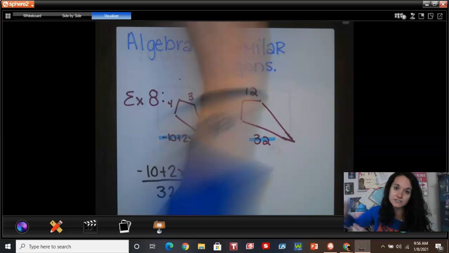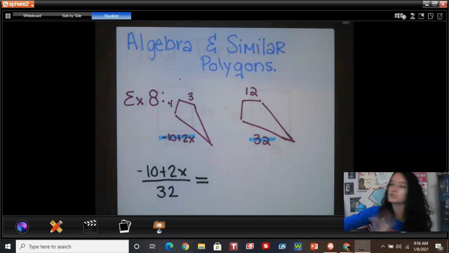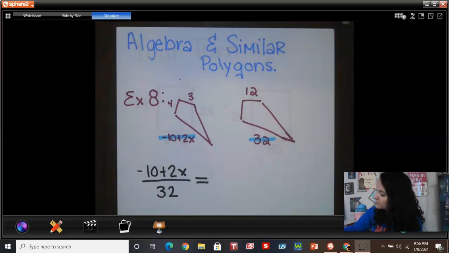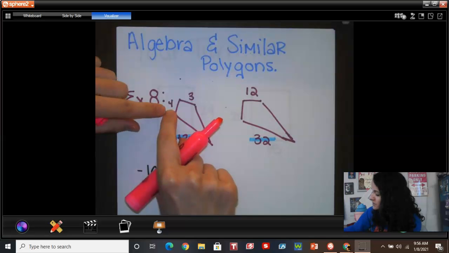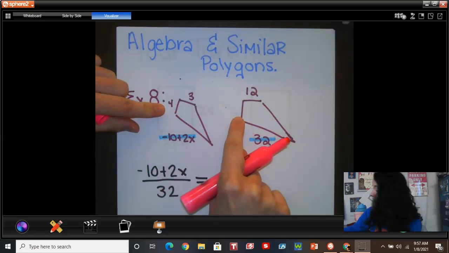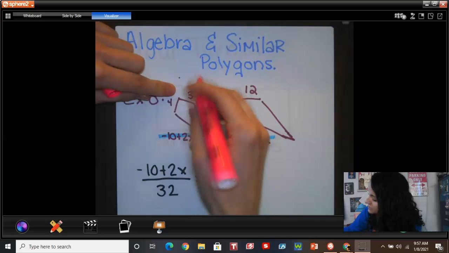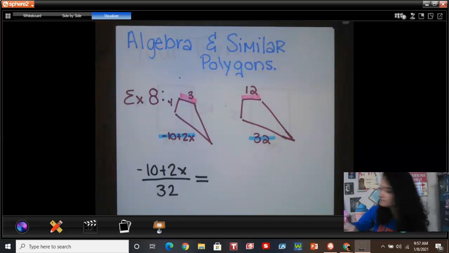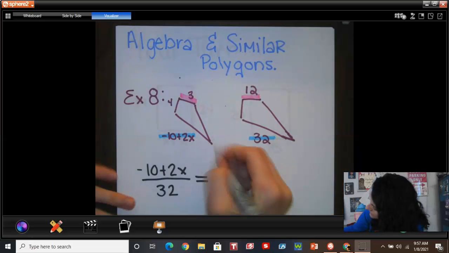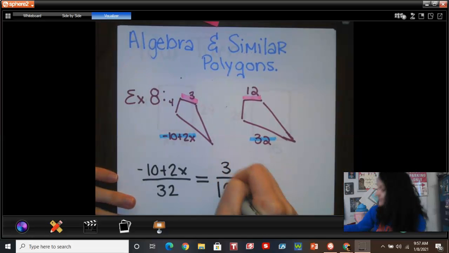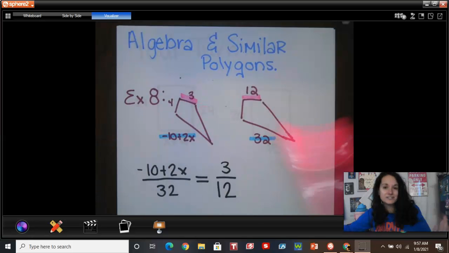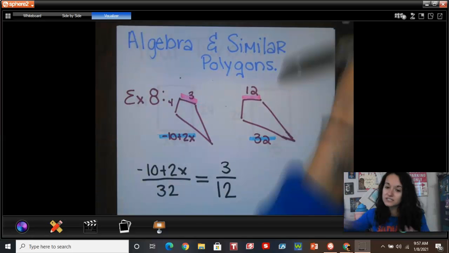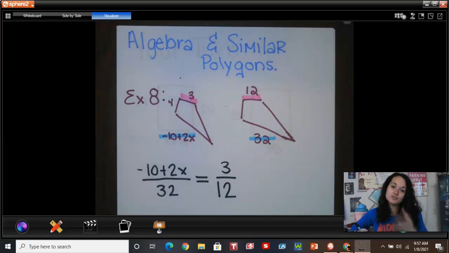All right, next I need to find my next set of matching parts. So here's 4. Do I know what corresponds with 4? No, I do not, so we can't use it. Here's 3. Do I know what corresponds with 3? 12 does, so I can use it. 3 over 12. Now, if I had this side, would I need to use it? No, technically you wouldn't. You only have to have 2 sets of corresponding sides to be able to solve these.